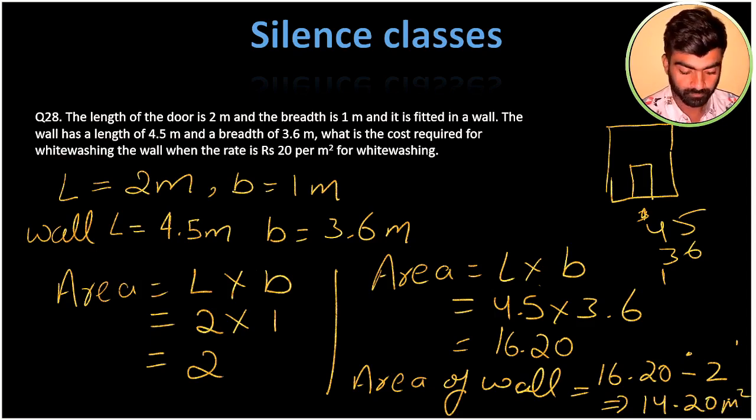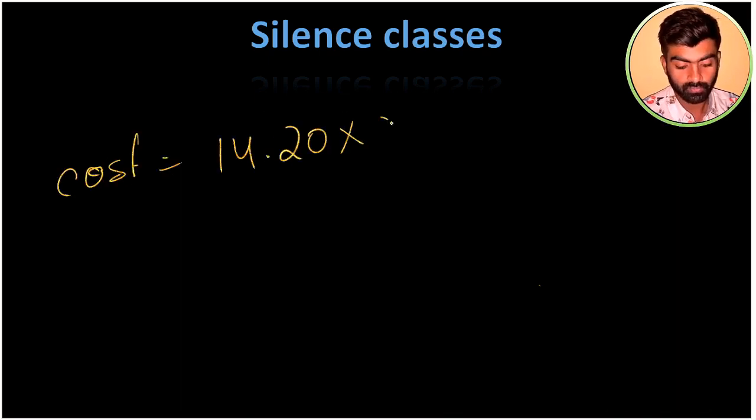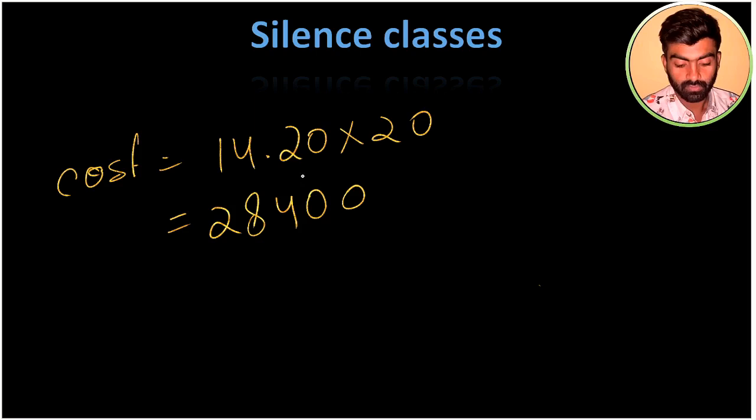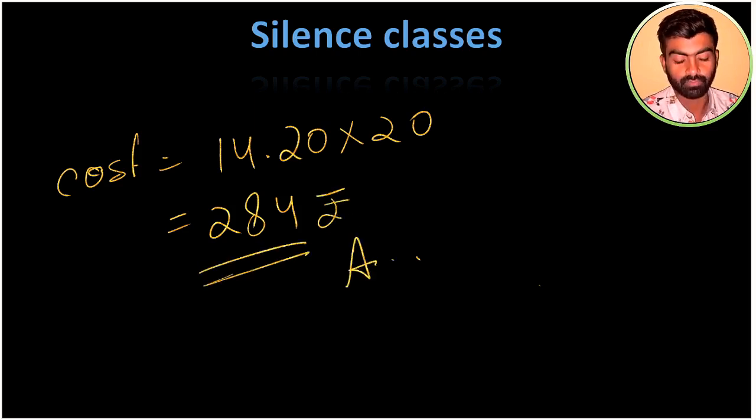Okay, now rupees 20 per meter square. Rupees 20 per meter square we have to pay, so we will multiply. Cost is equal to 14.20 multiplied by 20. Okay, 2 2s are 4, 2 4s are 8, 2 1s are 2. Okay, 0 0. So we will remove like this, so we will get 284 rupees we have to pay altogether.